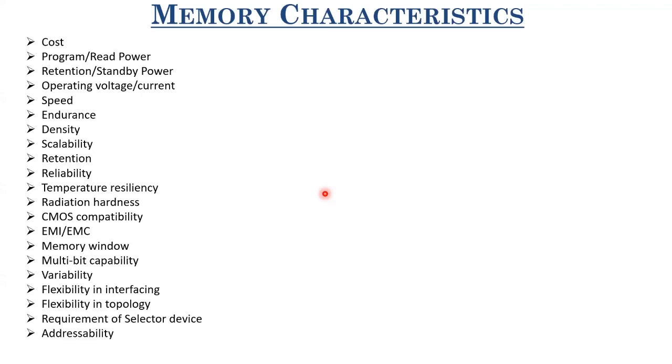Then addressability, whether you want your memory block to be erased whole at a time, I mean erased in parallel, or whether you want to erase individual blocks at a time. Depending upon different applications, you want different addressabilities. For instance, if you want a standalone memory, then you would want to program them in parallel, you would want to erase them in parallel, and you won't be interested in programming them bit by bit.